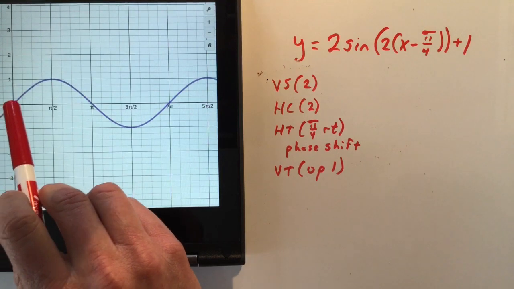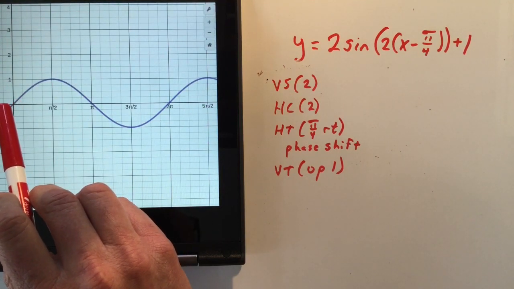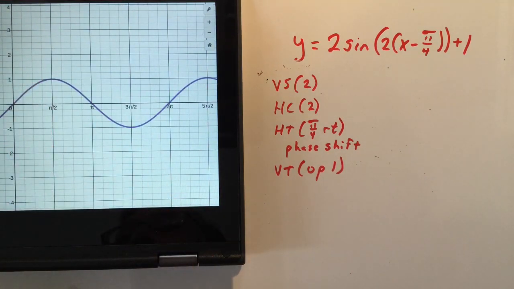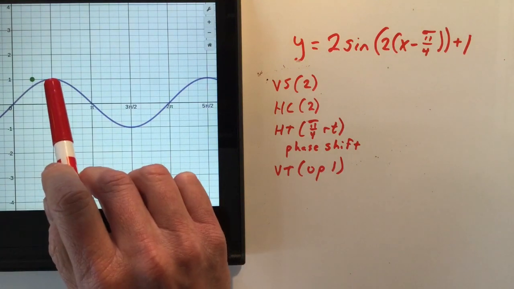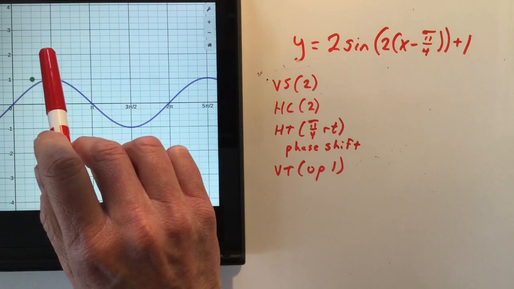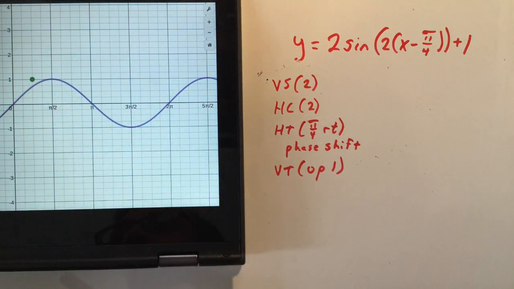This first point of inflection, we're going to vertically stretch it, horizontally compress it, move it right pi fourths and up 1, and that's going to take us to the point (pi fourths, 1). Then we're going to take the max, and we're going to vertically stretch it, horizontally compress it, translate it right pi fourths, and up 1, and that takes us to (pi halves, 3).